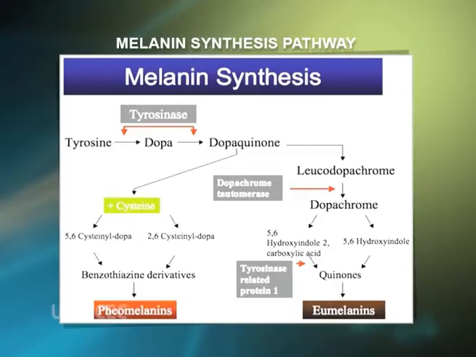In another pathway, dopaquinone gets converted into leukodopachrome, which gets converted into dopachrome, which later converts into 5,6-dihydroxyindole, and it is converted into quinone and finally to eumelanin.